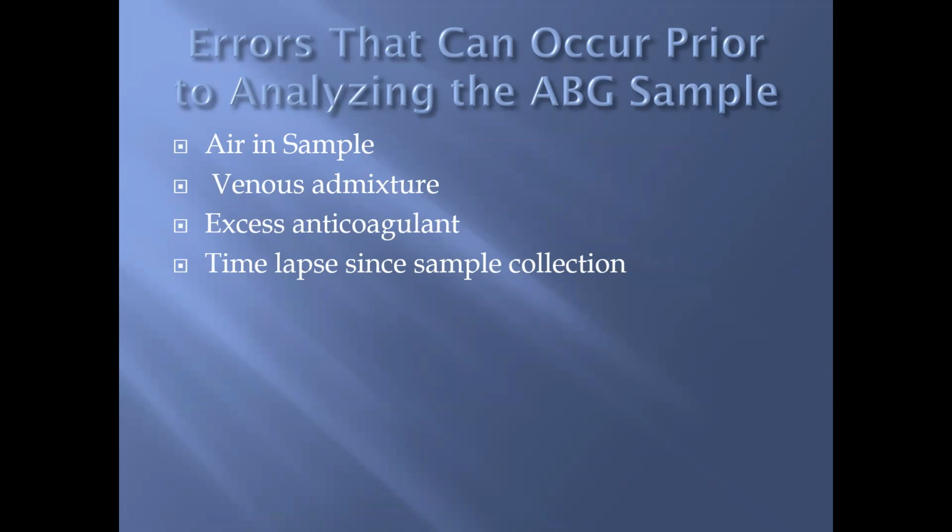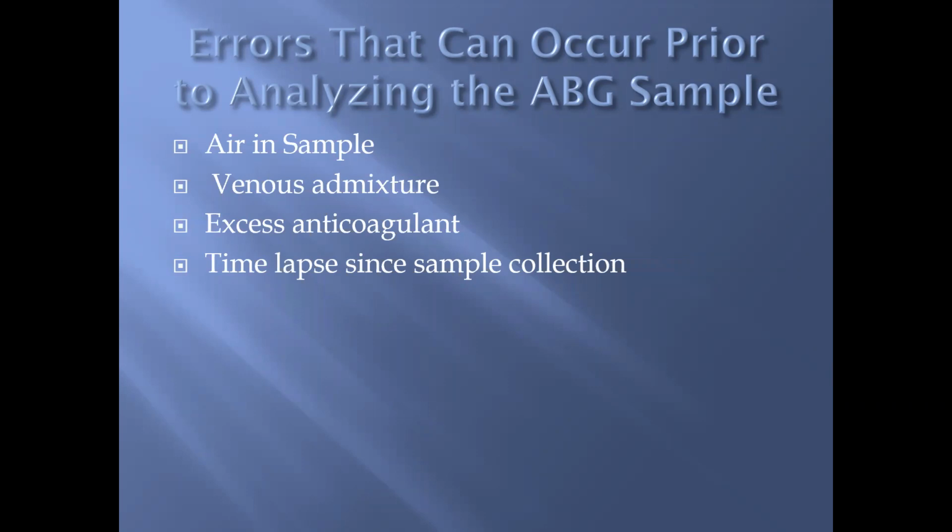Errors that can occur prior to analyzing the blood gas sample. If there's air left in the sample, it changes the PaO2 and it can change the CO2. I don't remember if you recall this from your first semester of the program, but an air bubble has a PO2 of 159 millimeters of mercury. So if you leave an air bubble in a blood sample and the oxygen level is 100, the oxygen molecules will equilibrate. The oxygen will leave the air bubble and get absorbed into the blood. So you'll have a falsely high oxygen reading. So that's why you can't leave air in the sample.